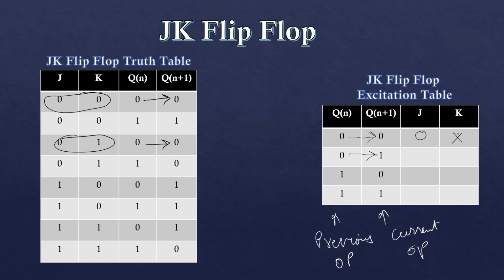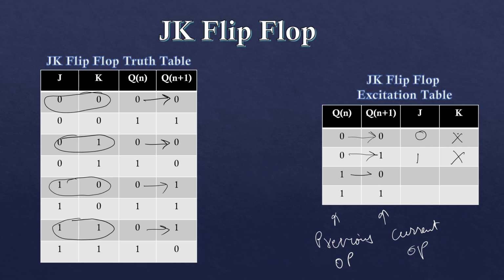Okay, this way we need to write. Secondly, when output changes from 0 to 1, you can see in the truth table, right? Where it is 0 to 1 and 0 to 1. What is the J and K value? That is 1 and 0 and here it is 1 and 1. So J value is compulsorily 1. So I'll write 1 and K value is 0 or 1. So I'll write X. This is how you can represent.